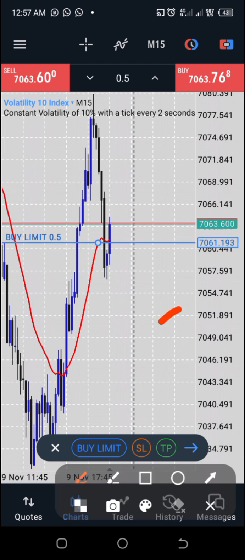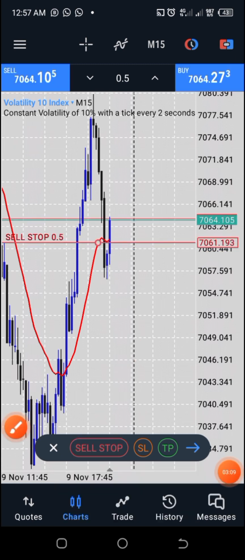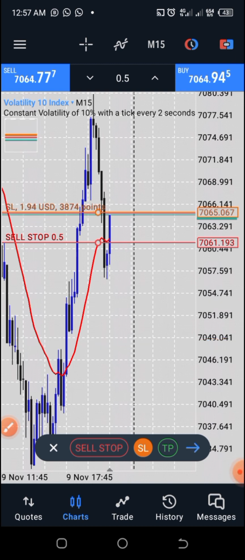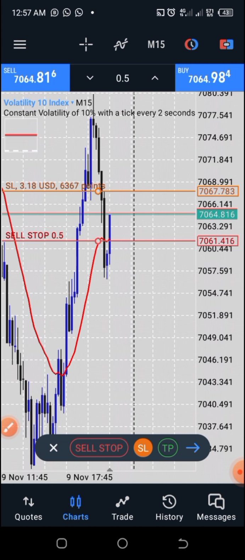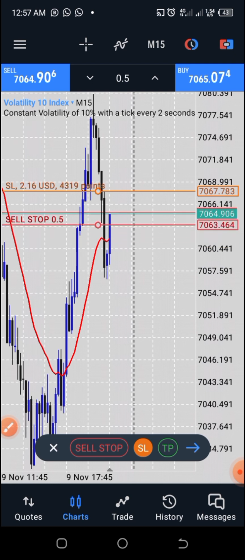So to change it, you click here and it will automatically change to sell stop, and the stop loss will be above. Okay, just like this. All right, so I want to wait for this one to be activated as well, but I hope you understand.